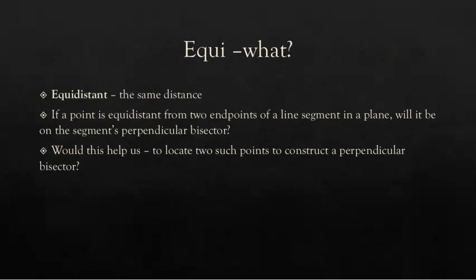If a point is equidistant from two endpoints of a line segment in a plane, will it be the segment's perpendicular bisector? So now I just want to see if I draw a point that's exactly equal distance between the line segment endpoints, will it be on the perpendicular bisector? If it is, then if I find 2 points that are equidistant from the endpoints, would I be able to draw the perpendicular bisector? Let's give this a try.